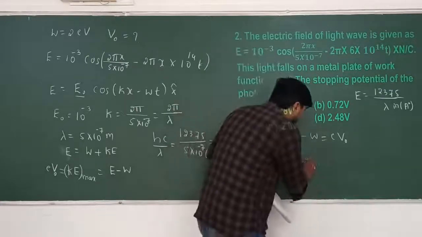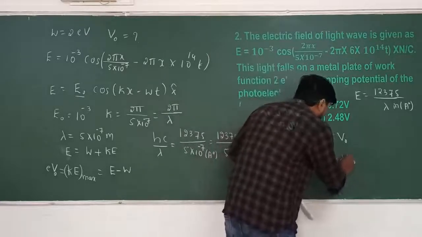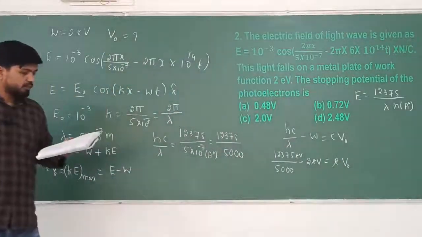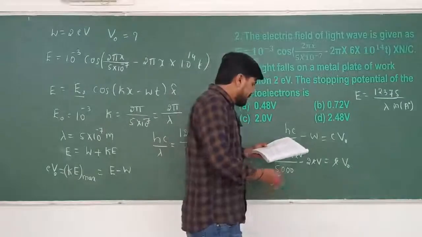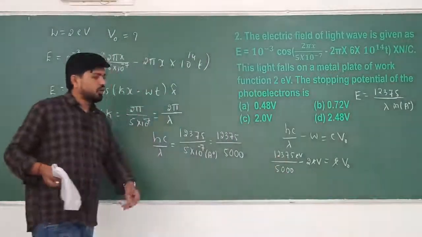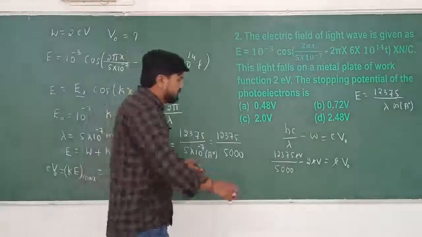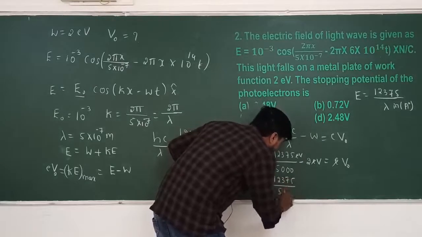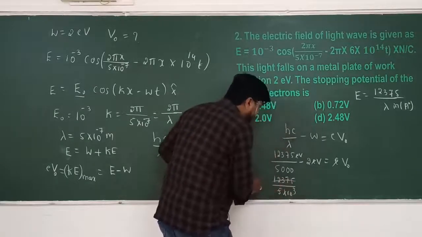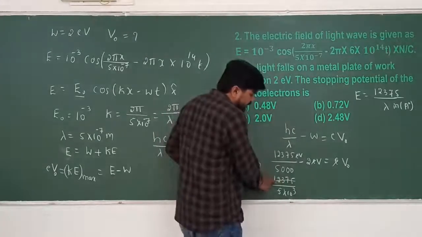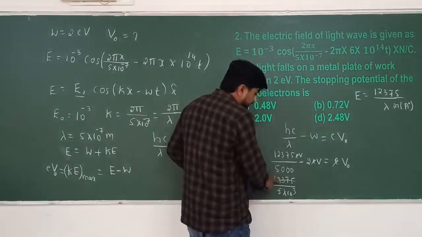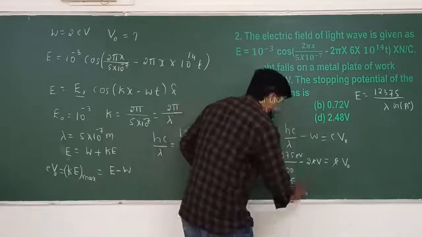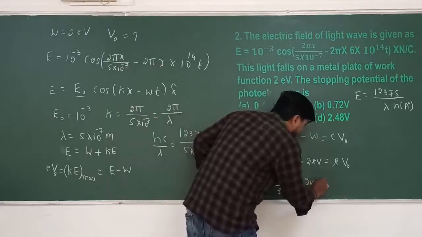How much is the work function given? 2 eV. Here eV is equal to e into V naught, the electron volt is there, and e gets cancelled. So 12375 volt divided by 5000. First we can simplify the value: 12375 divided by 5 into 10 power plus 3. 5 ones are 5, 5 twos are 10, remaining 2 for 23. 5 fours are 20, remaining 3, 37. 5 sevens are 35, remaining 2, 25, 5 fives are 25. So minus 2 is the volt into V naught.